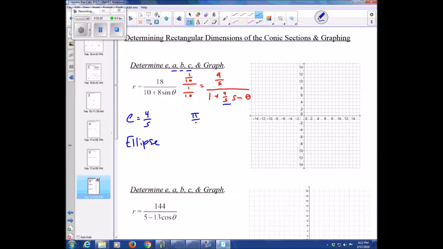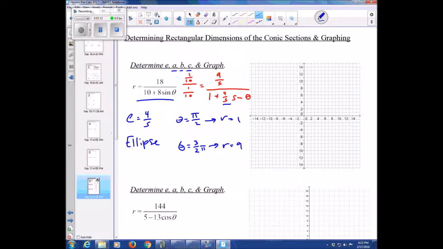Then we know that the major axis of the ellipse is going to be between the r values that happen at the rotations of pi over 2 and 3/2 pi. So we can determine those r values. If we plug in pi over 2 into our original equation, we're going to get a sine value of 1, so that's going to be 10 plus 8, which is 18, dividing 18, so that's going to give us an r value of 1. And if we plug in 3/2 pi, we're going to get a sine value of negative 1, which is going to give us 10 minus 8, which is 2, dividing 18, and gives us r equals 9.